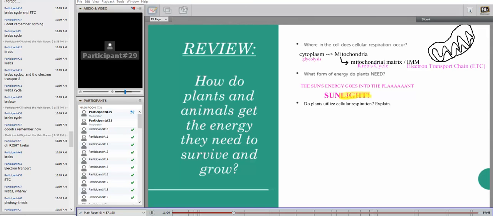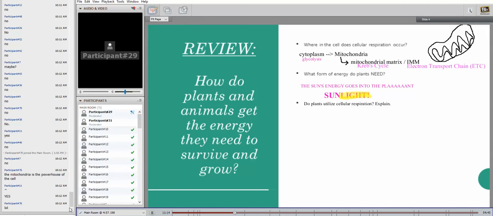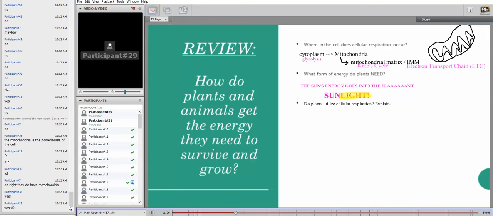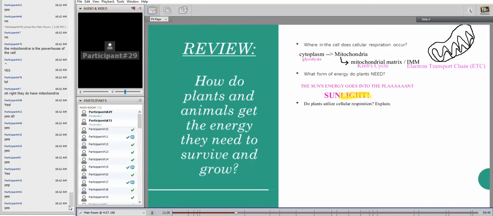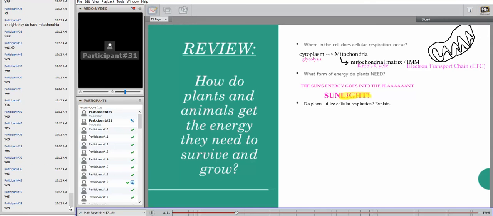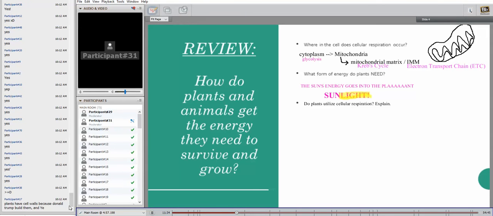All right, I'm going to state a fact here, you guys. The main differences between plant and animal cells is that plants have chloroplasts and a cell wall, and animal cells do not. With that said, they have almost everything else. So given that fact, do plants have mitochondria? Oh, they do have mitochondria, and the whole purpose of mitochondria is to produce energy through cellular respiration.